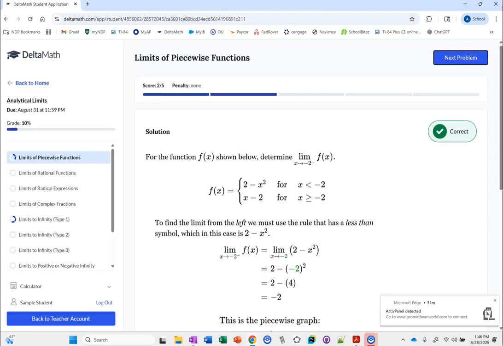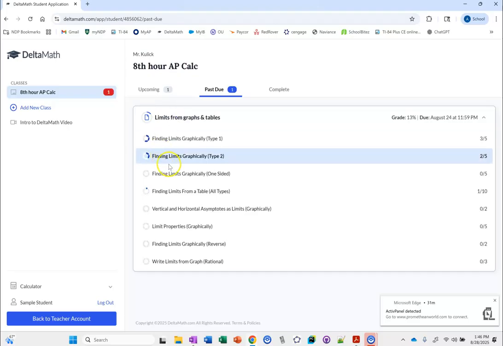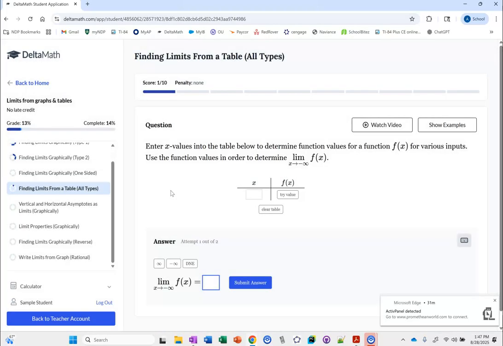Brooks, I think, is next, then we'll come back. Yes, sir. It's from the other one where it's finding limits from the table. Yeah, that same one. Mine is -4 from the left-hand side.